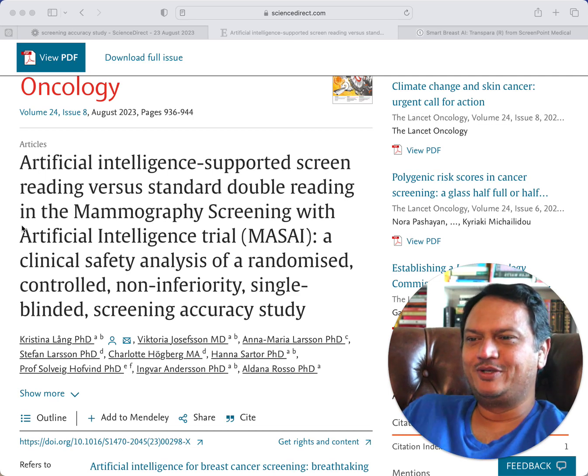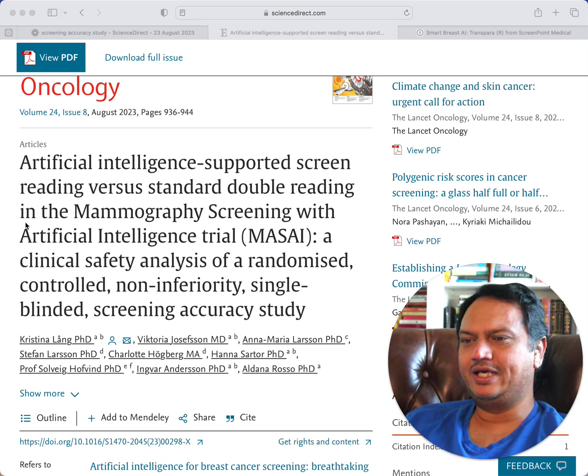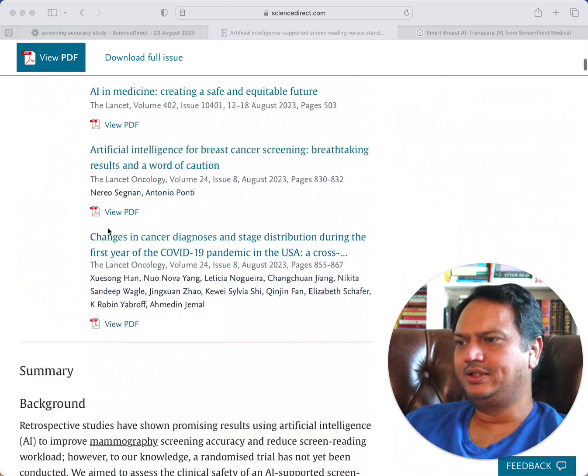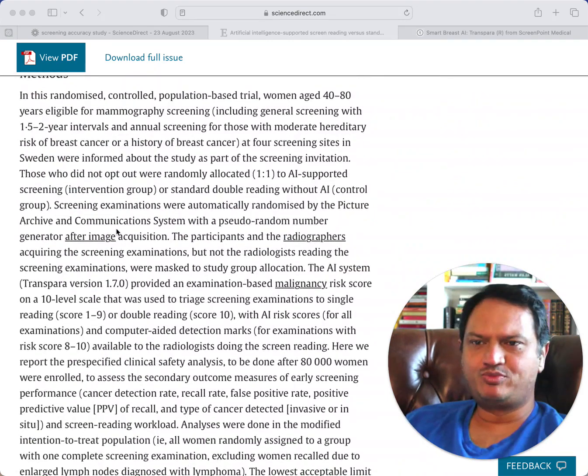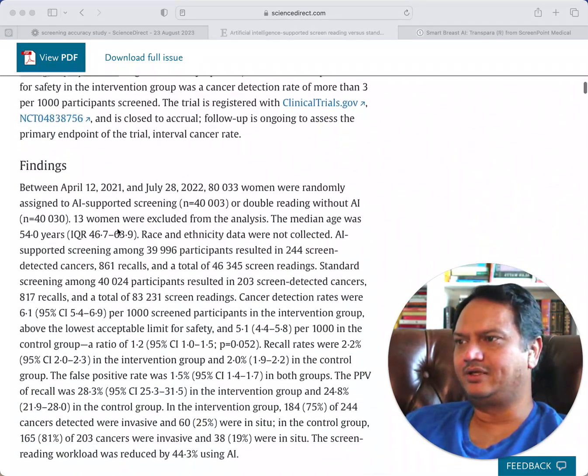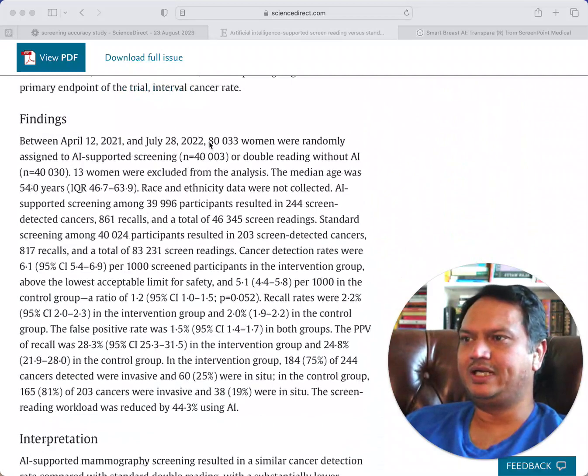So here's an interesting paper looking at the use of AI, artificial intelligence, in image analysis of mammography images to see if it can help pick up abnormal images. And it's a very interesting study design. It's being done in Sweden, and it's on a very large population level. A lot of patients being screened, about 80,000 women.